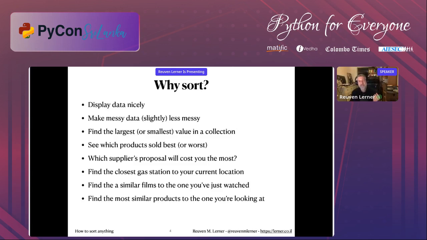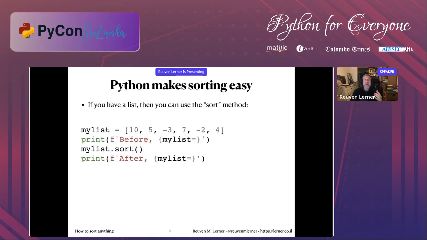And in the same vein, maybe you're on Amazon or a similar sort of e-commerce site, and you are looking at a particular product, and it wants to show you other products that are similar to that. Well, let's rank the similarity, but then we've got to sort them, right, from most similar to least similar. And so sorting is something that we do just about every day. So how do we sort? Well, Python actually makes it really, really easy.